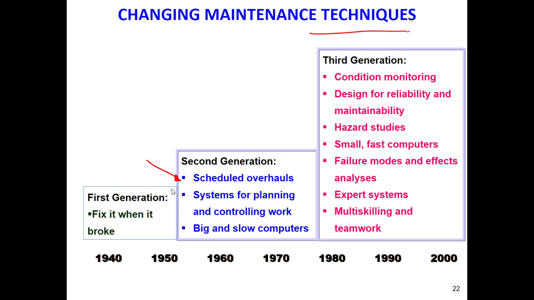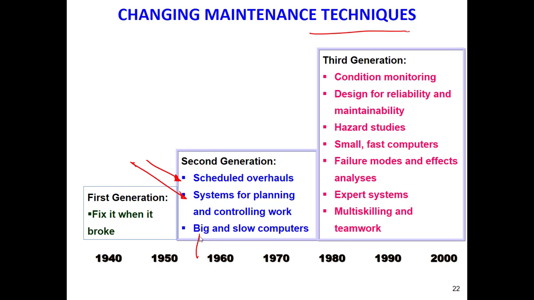A system for planning and controlling work. They had a systematic workflow for planning maintenance work. And computers, which in those times were big and slow, also helped with maintenance, scheduling the maintenance.